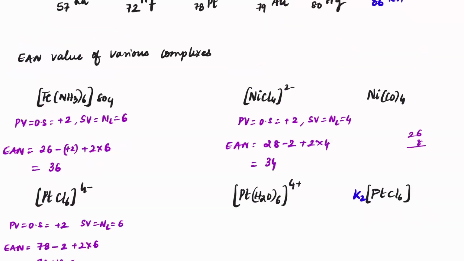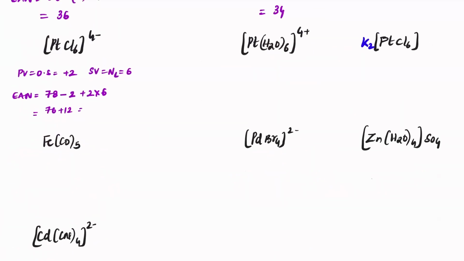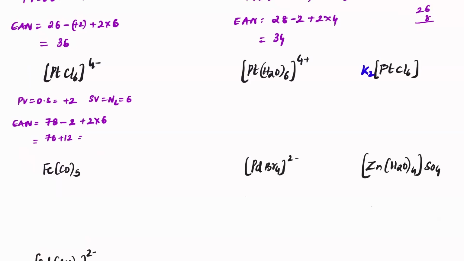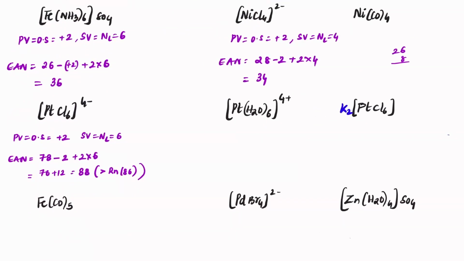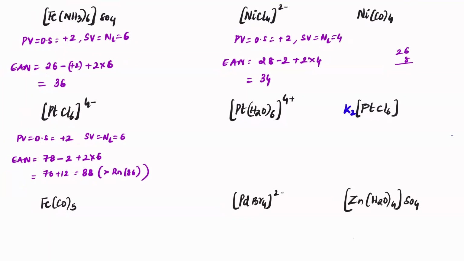Okay, clear? So you can see 12 plus this one. So we are getting it as 88. And this is greater than that of radon, which is 86, isn't it? So of course it is not very stable as per Sidgwick's rule because it is overshooting the octet value. I mean inert gas configuration value.